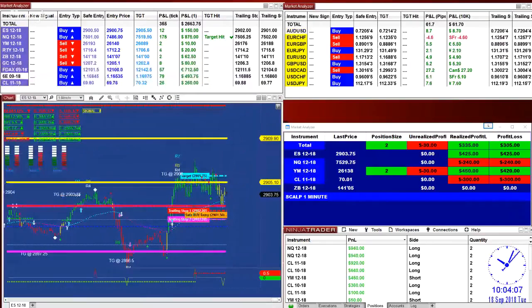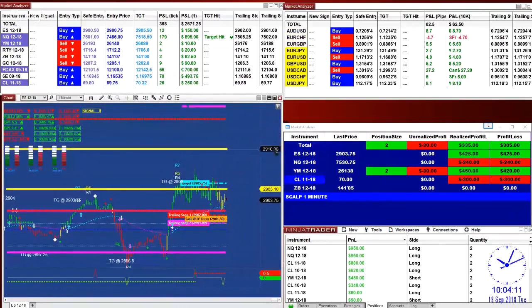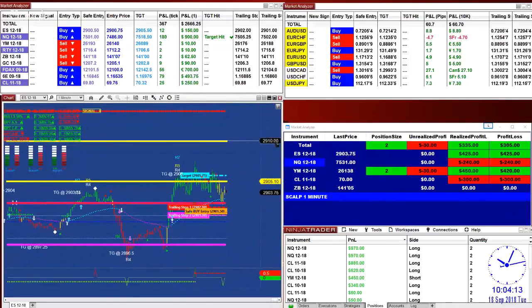We will see how it goes. As long as you follow us on the sim, if you're not sure how to trade, that will be very fine with us.